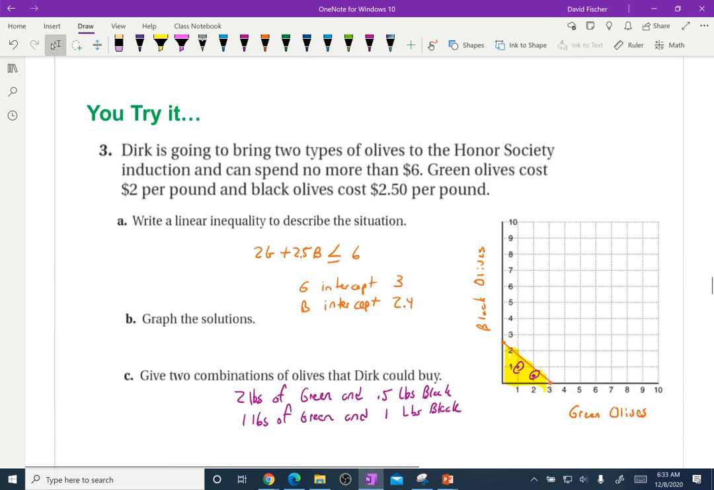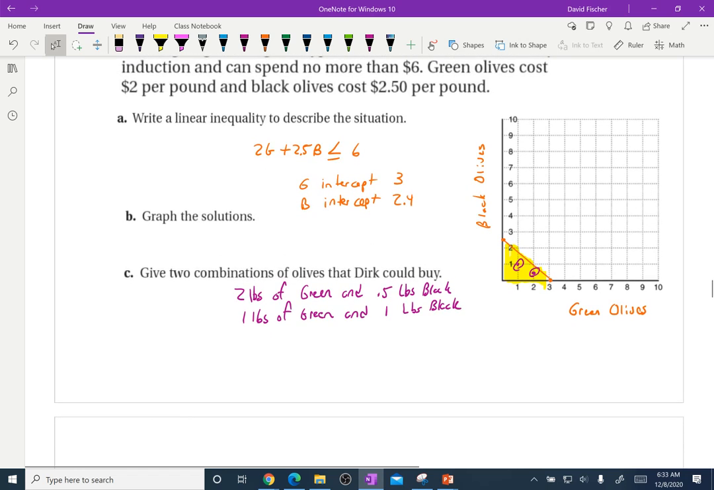Okay, so let's see how you did here. I graphed it. There's my graph here. It was like 2.4 and the other one was 3 for my green olives, so I had a very small graph. Anything in this shaded area here I could choose. So I said I want 2 pounds and a half a pound of black olives. I could say I want 1 pound and 1 pound and I would still be safe. Solid line there. That's important because we have the or equal to sign.